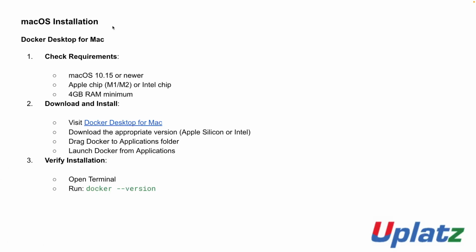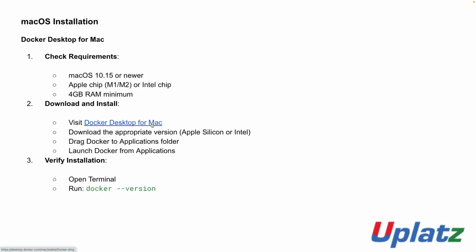macOS installation, I have installed in this way. Docker Desktop for Mac. Check requirements: macOS 10.15 or newer, Apple chip M1, M2 or Intel chip. This is the older Intel chip. 4 GB RAM minimum. Download and install.